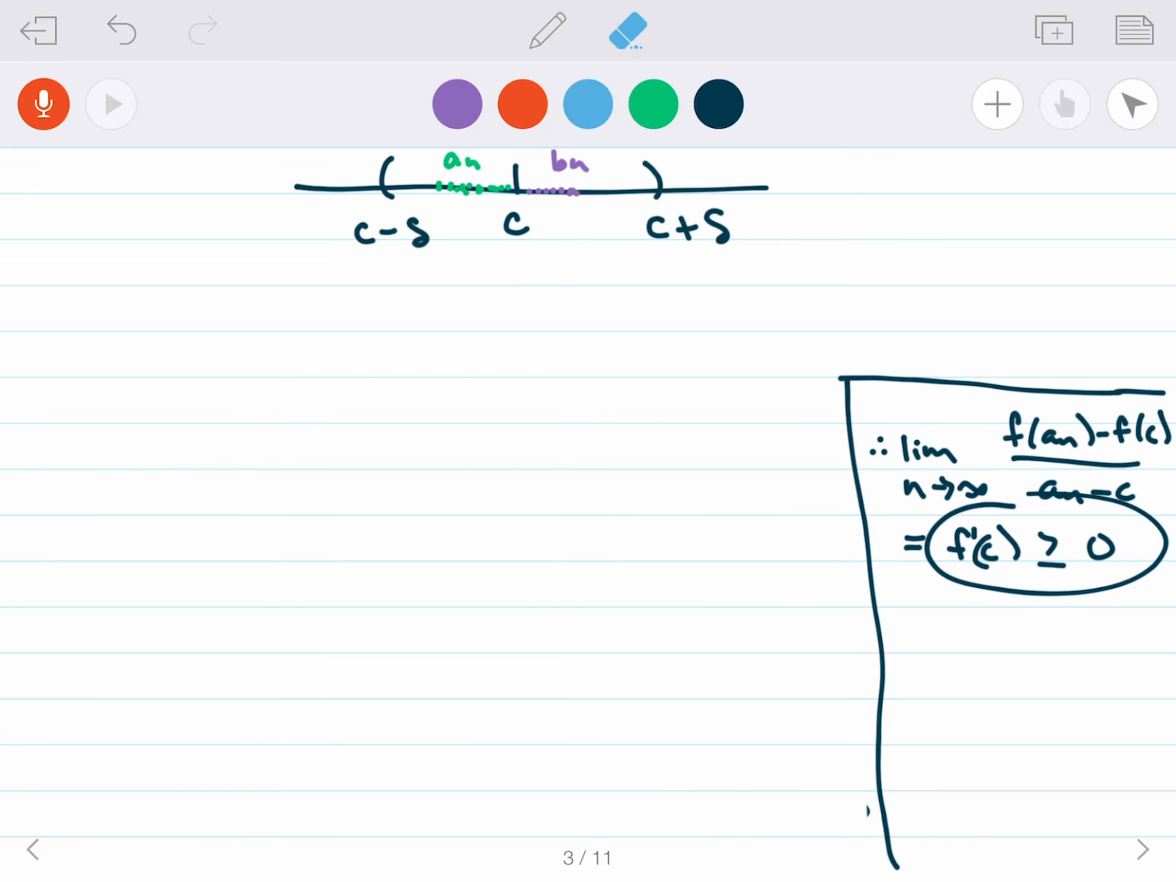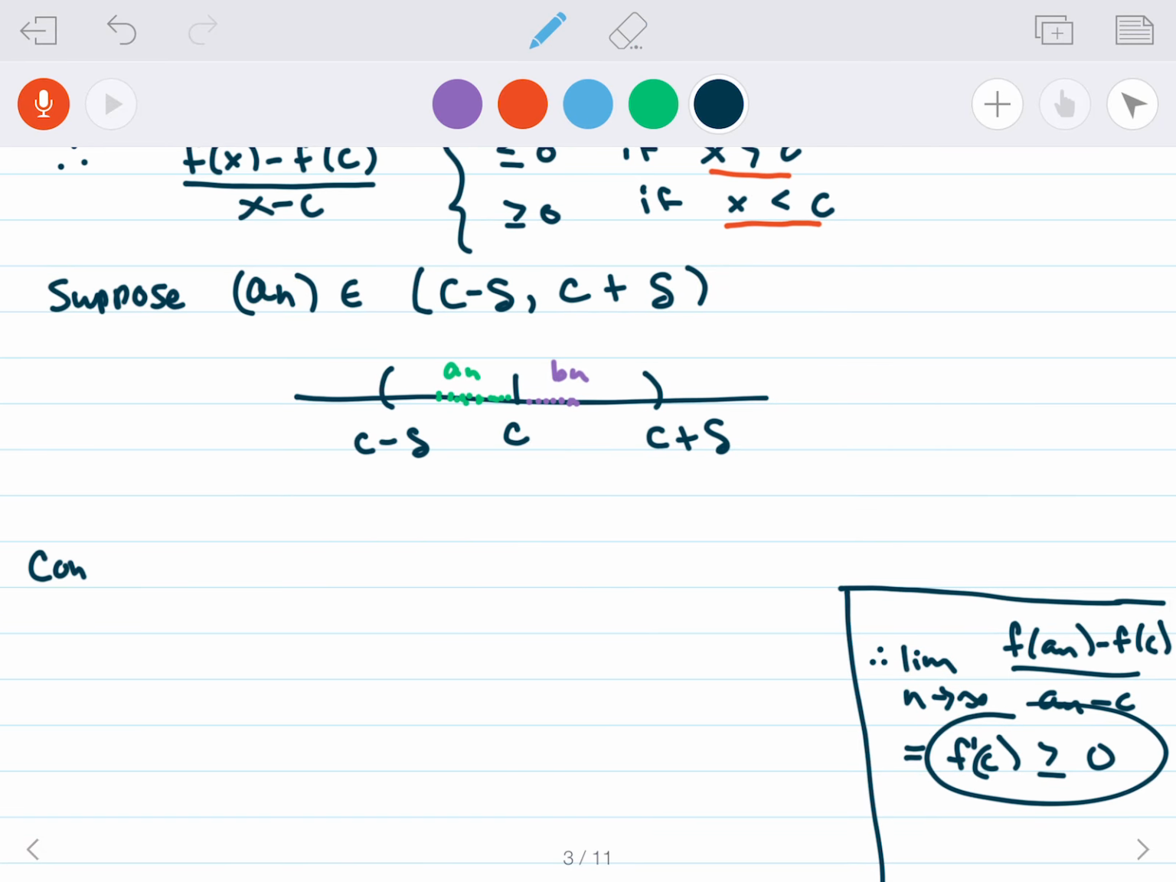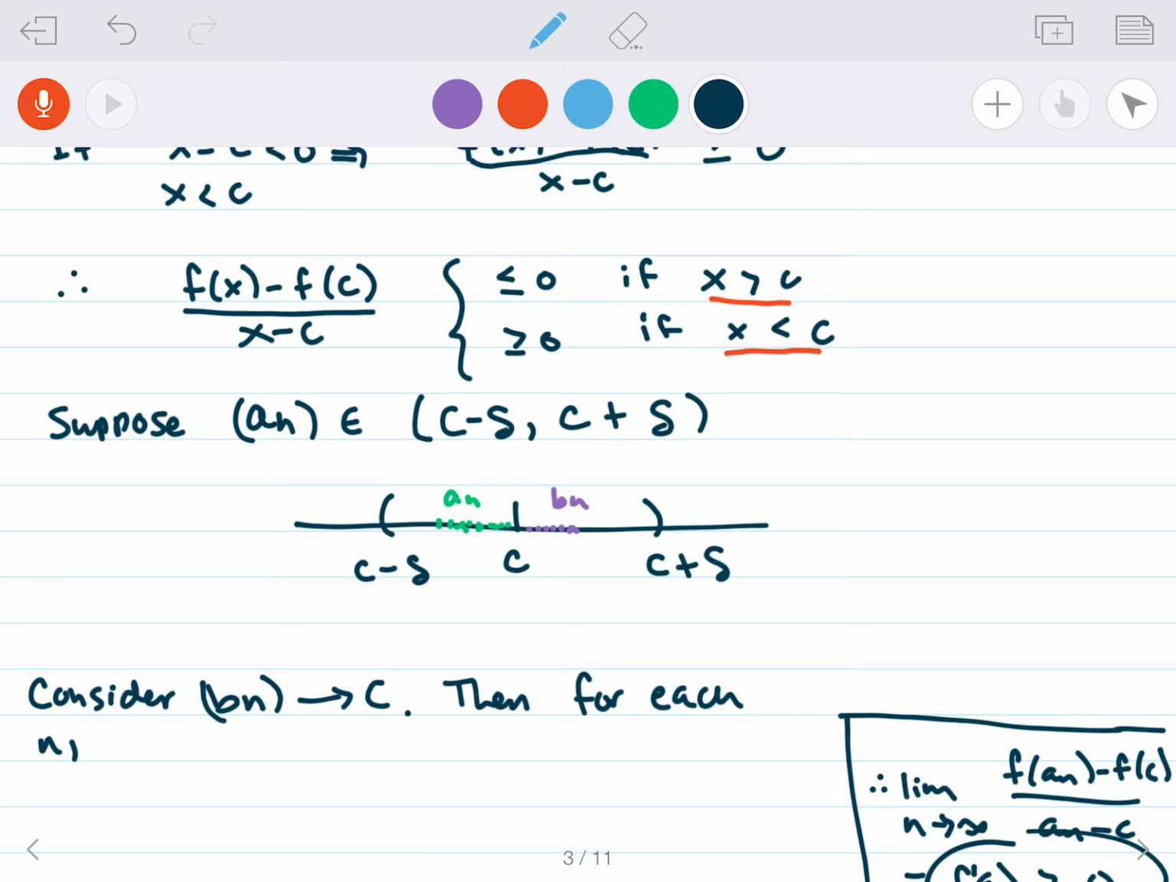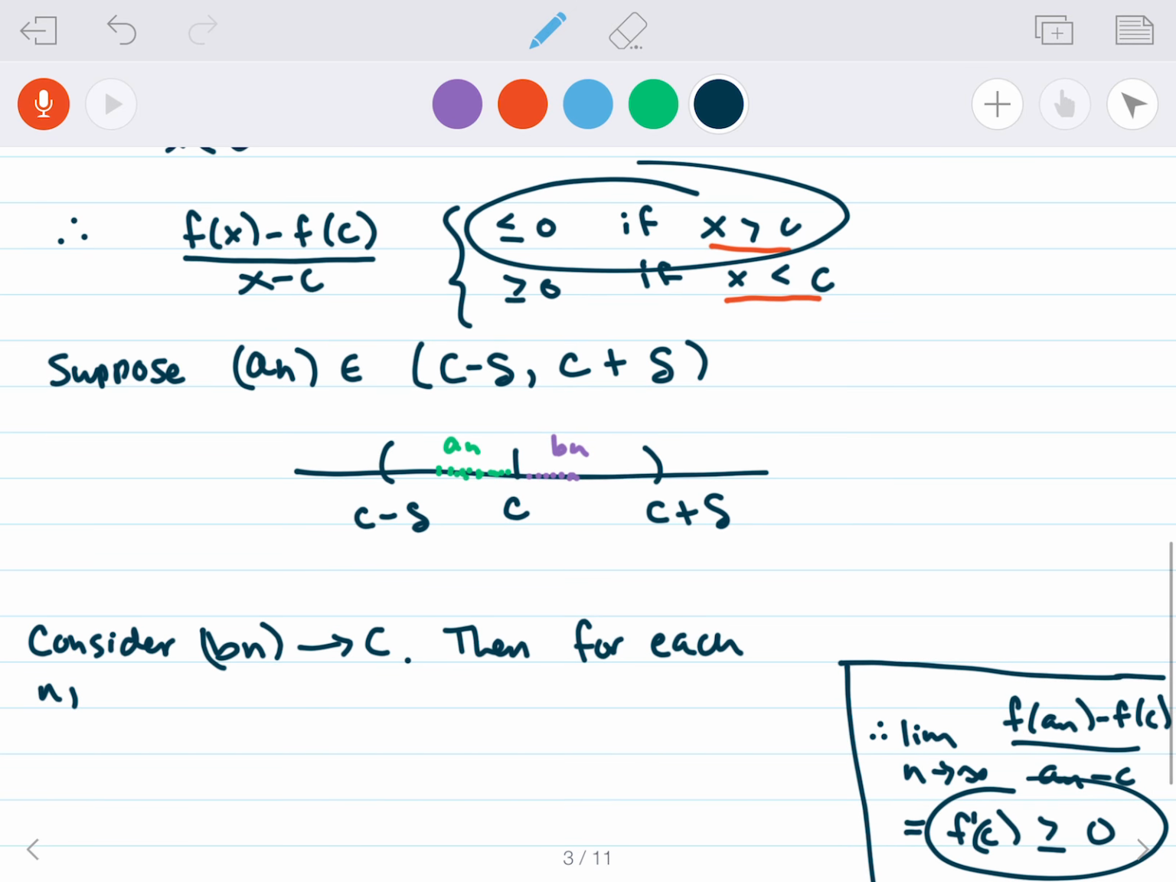So we found a sub n. So consider b sub n converging to c. Okay, so that's this guy. Then, for each n, since b sub n is on the right of c, that's going to be this guy, right? So that tells us that for each n, f of b sub n minus f of c over b sub n minus c, this time is going to be less than or equal to 0. Okay, and that's by this guy up here.